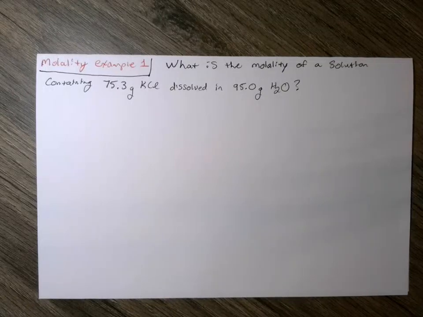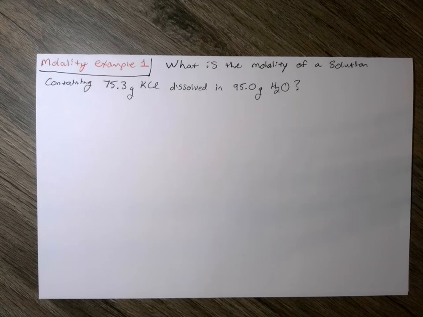In this video, we're going to go over a few examples of calculating molality. That means we're determining how many moles per kilogram of solvent. So moles of solute per kilogram of solvent. In this first question, it says, what is the molality of a solution containing 75.3 grams of potassium chloride dissolved in 95.0 grams of water?